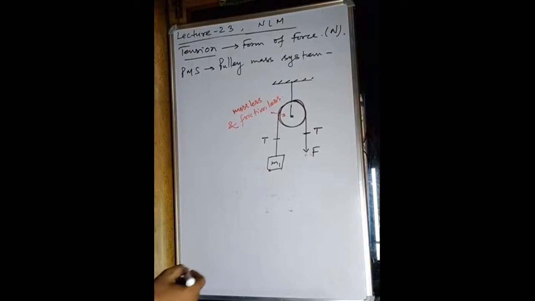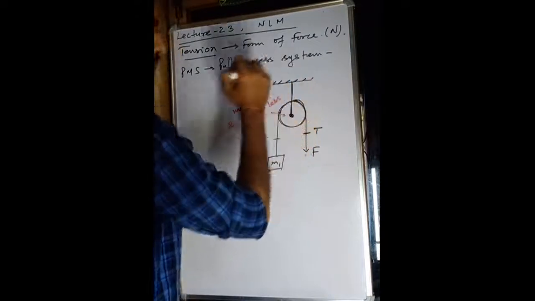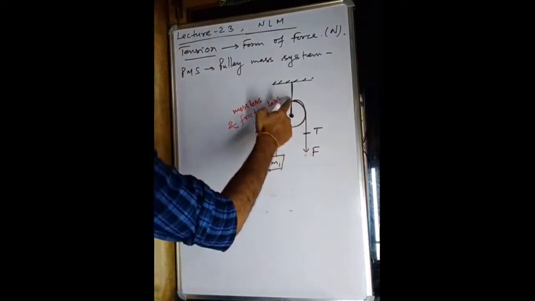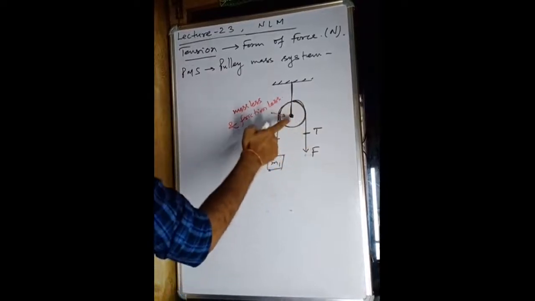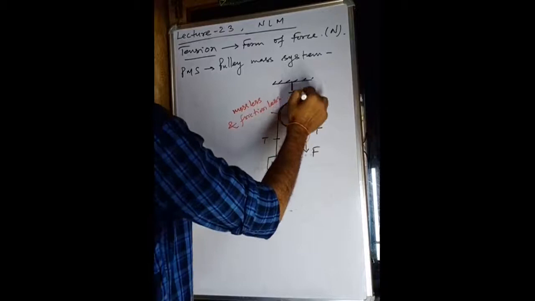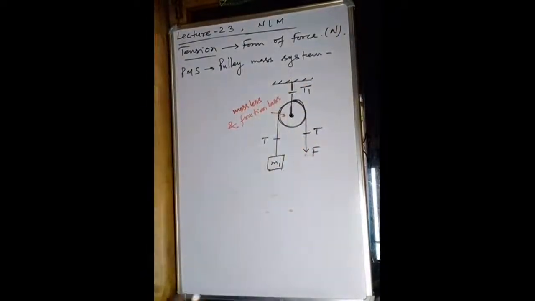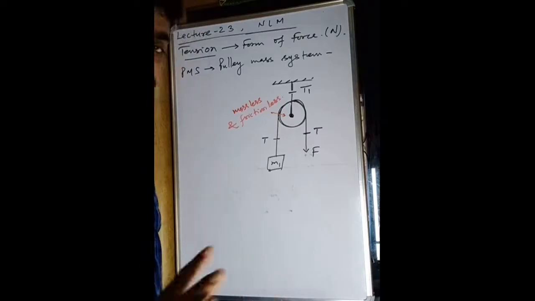One more example, but here the string changes, so the tension will change. You can see this is not the same string. One string goes over this pulley, so this is the same string, that's why the tension is the same. But here is another string, so here the tension will be different. Suppose it is T1.